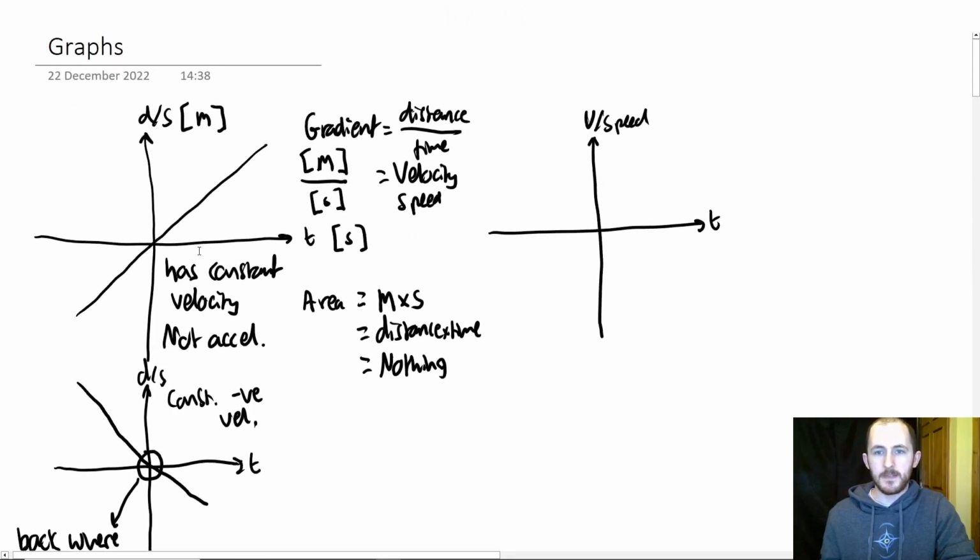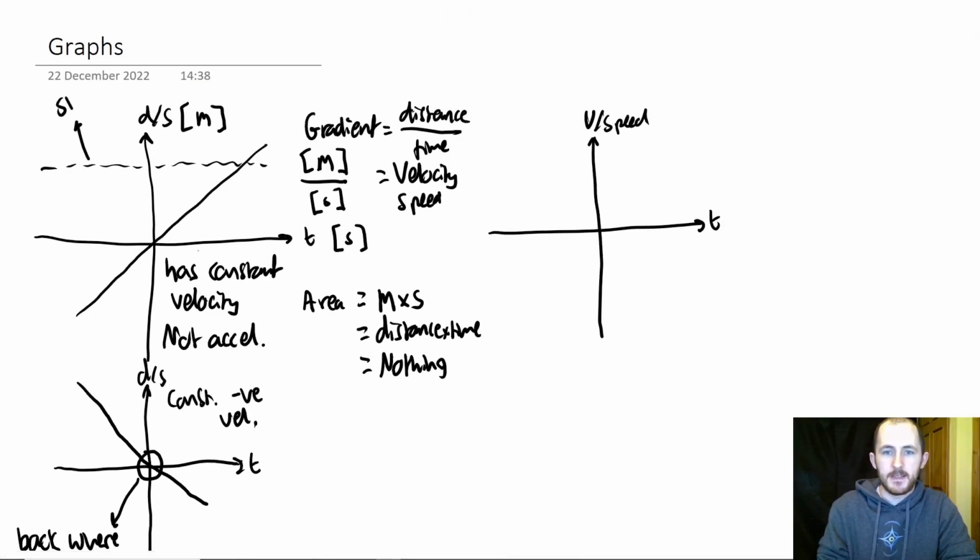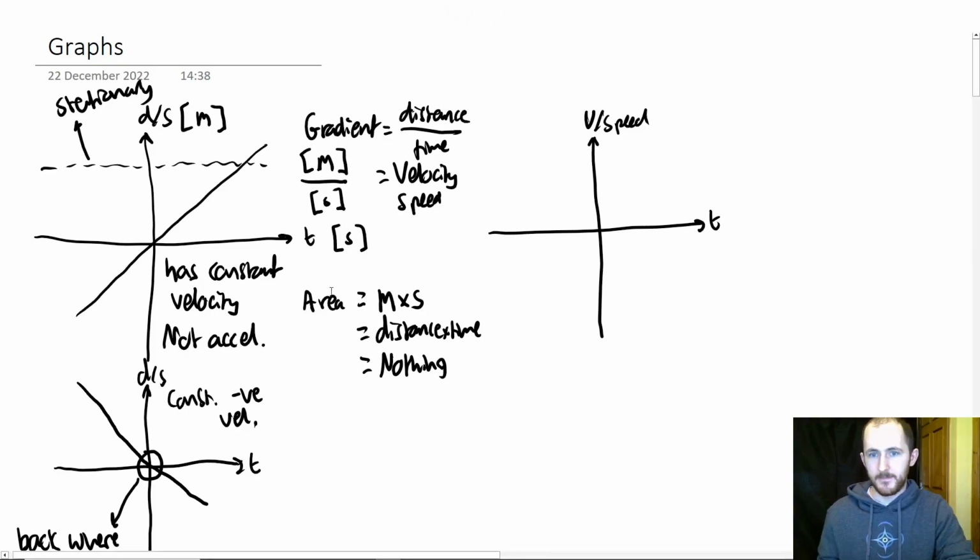Speaking of, what happens if you just had a flat line on a displacement time graph? That means it is stationary. The displacement's not changing with time, which means there's no velocity, which means they're not moving.